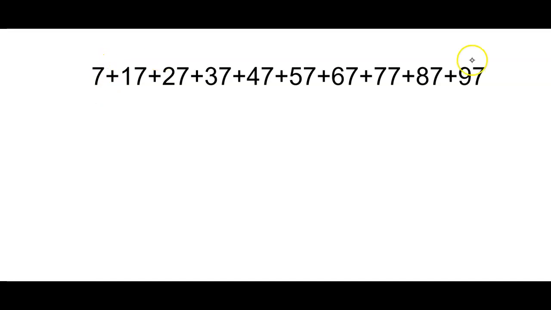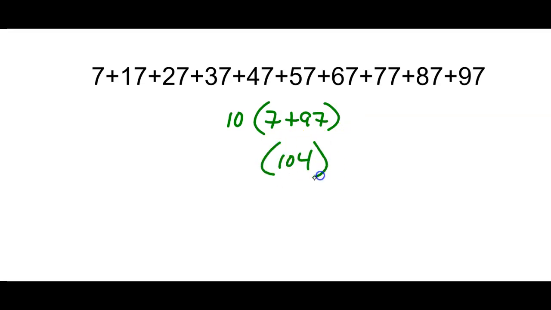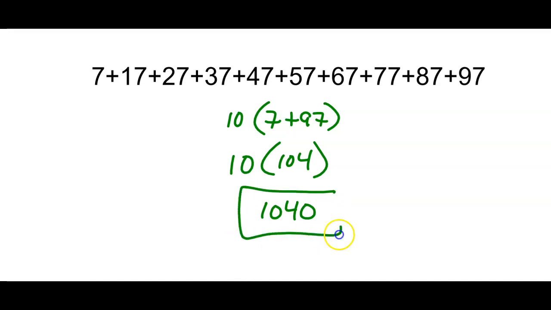We say 7 plus 97. That's our first term plus our last term. And then how many terms do we have? We've got 1, 2, 3, 4, 5, 6, 7, 8, 9, 10. 10 terms. 7 plus 97 is going to be 104. And 104 times 10 is going to be 1,040. So that there is our sum.